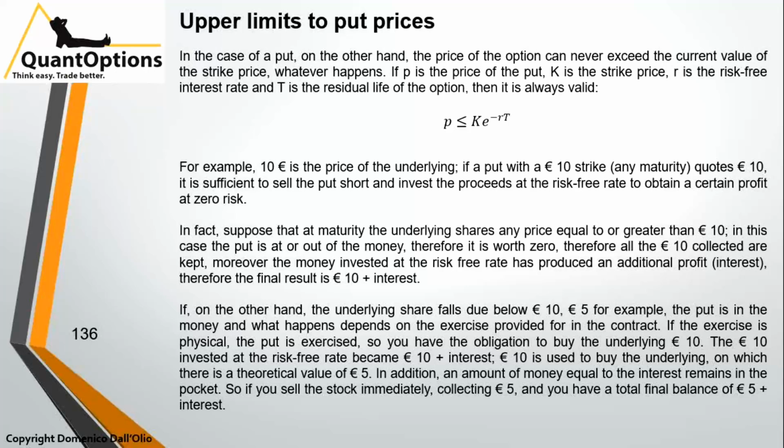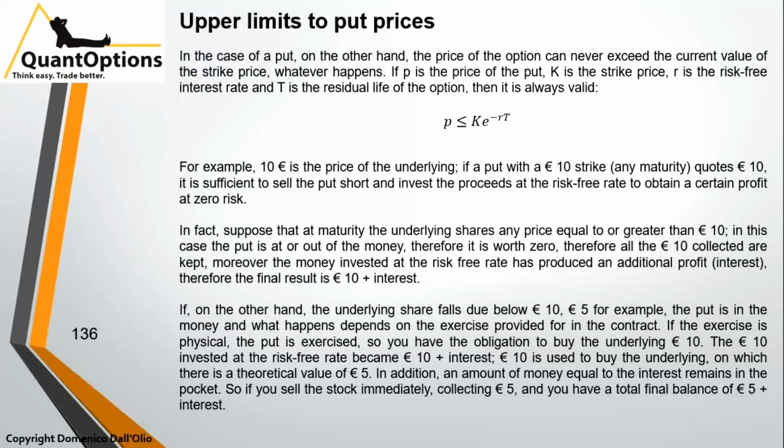Suppose in fact at maturity the underlying shares any price equal to or greater than 10. In this case, the put is at or out of the money, therefore it is worth 0. Therefore, all the 10 euros collected by short selling it are kept. And moreover, the money invested at the risk-free rate has produced an additional profit. Therefore, the final result is 10 plus interest.